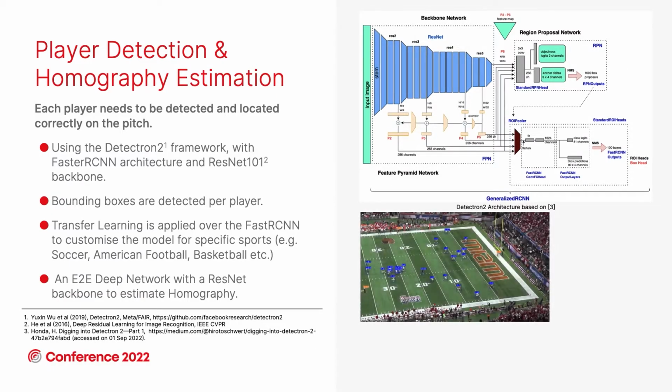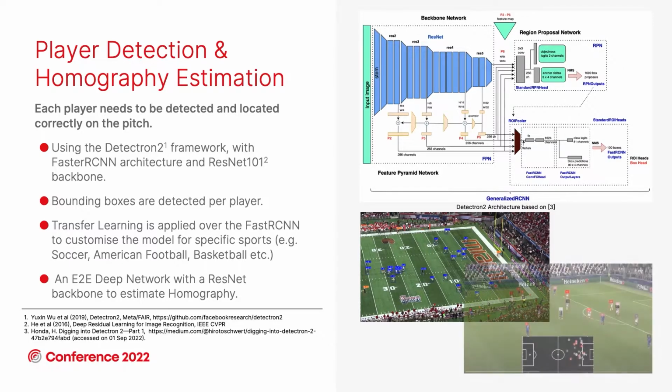This is an image from an American football pitch. And you can see here detecting the players, nothing really special about it. But once we've done that, we also apply an end-to-end novel homography estimation model that we built in-house in order to locate these players from a frame to real-life coordinates, if you like. And this is an example in football as well.